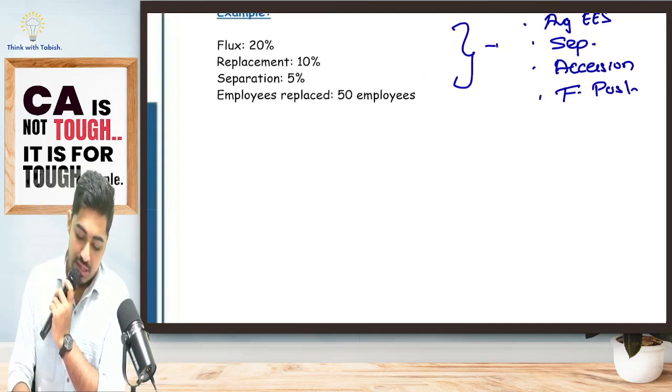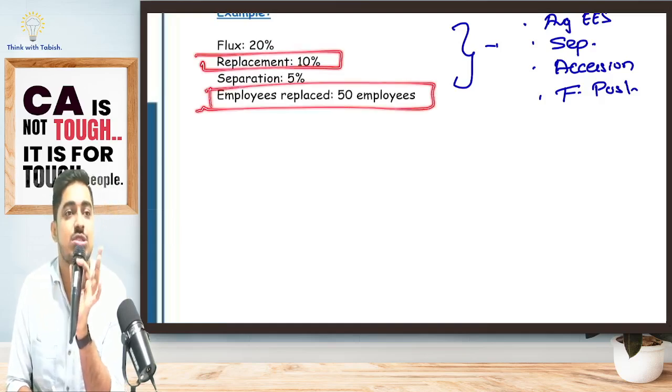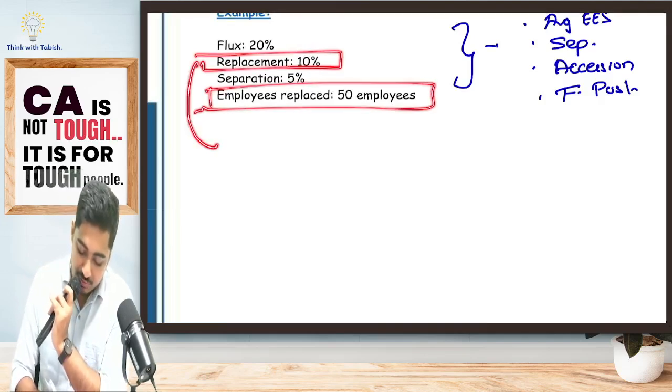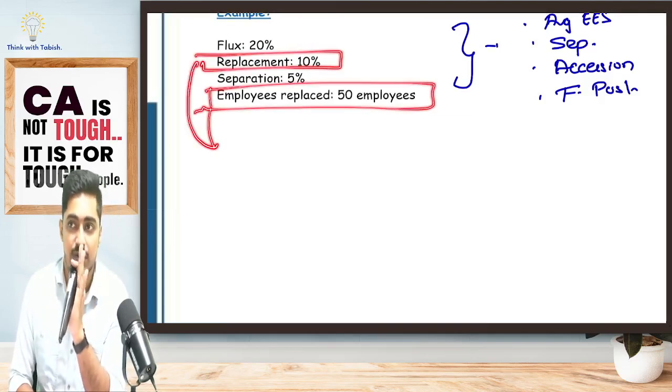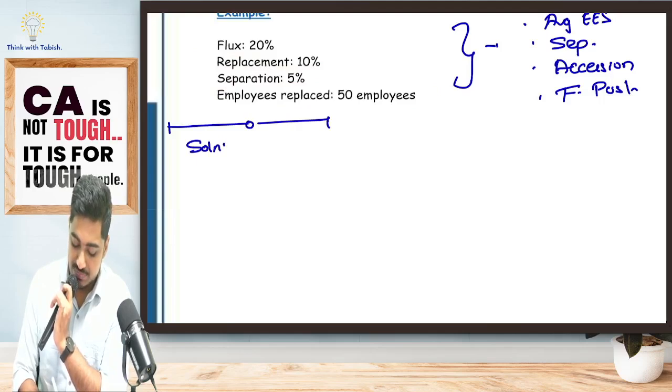Now, the percentage is given. Replacement percentage is also given. Number of employees replaced is also given. That means from where should I start my question? I should start from this particular data. Yes or no, everyone? Great. So those who have got the answers as well as those who have not, please look at this. Solution. I will first start with my replacement method.